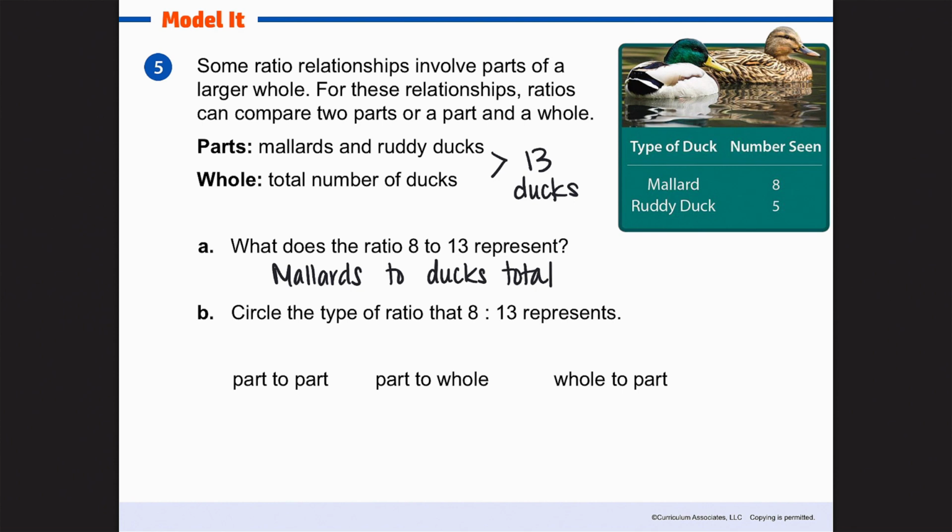Okay. Then on the next one here, it says circle the type of ratio that 8 to 13 is. So this is a part and this is a whole. So it's going to be part to whole. It's not going to be whole to part because that 13 isn't first. Remember, we need to pay attention to the order of the ratio. So it's going to be part to whole.